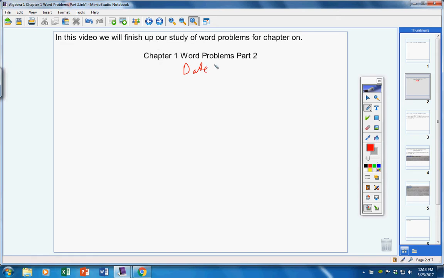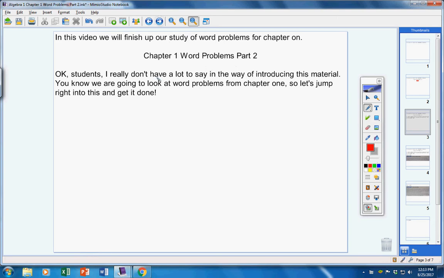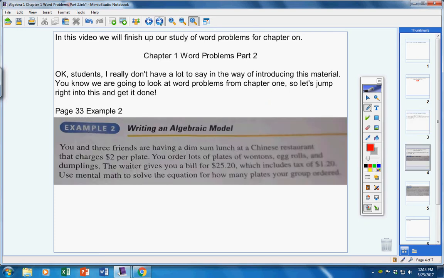Chapter 1 word problems part 2. And here we go. Be sure to include today's date. Now, I really don't have a lot to say in the way of introducing this material. You know we are going to look at word problems from chapter 1. That's what we already started before. Let's just jump right into this and get this done, okay?